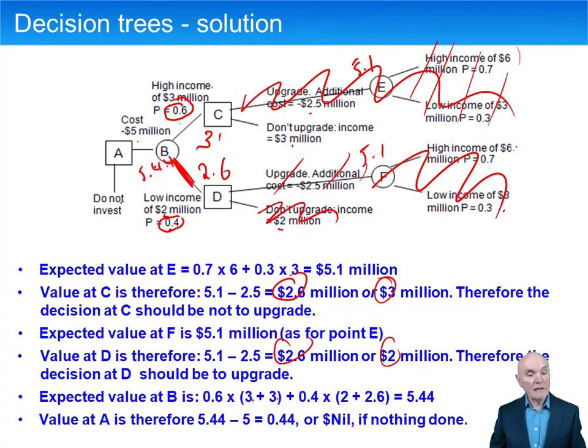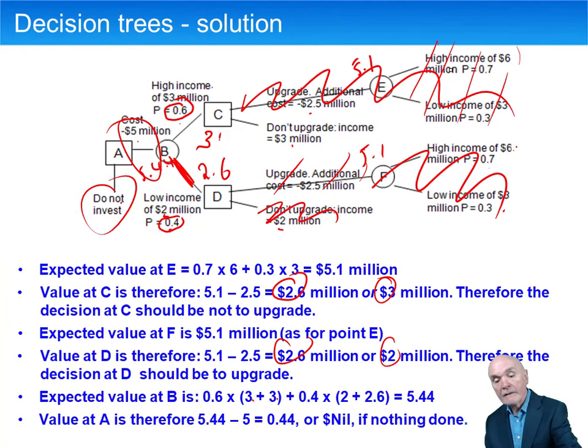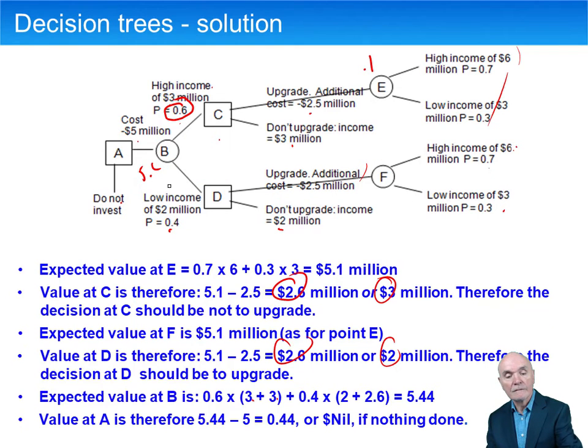When we get back to A, really our decision is do nothing, earn nothing, lose nothing, or spend 5 million with this prospect of earning 5.44 million, so a profit of 0.44, and the decision would be yes, go for the project. Going for the project, this 0.44 we're getting in here is better than doing nothing. Remember, however, that the whole thing could really turn to ashes.